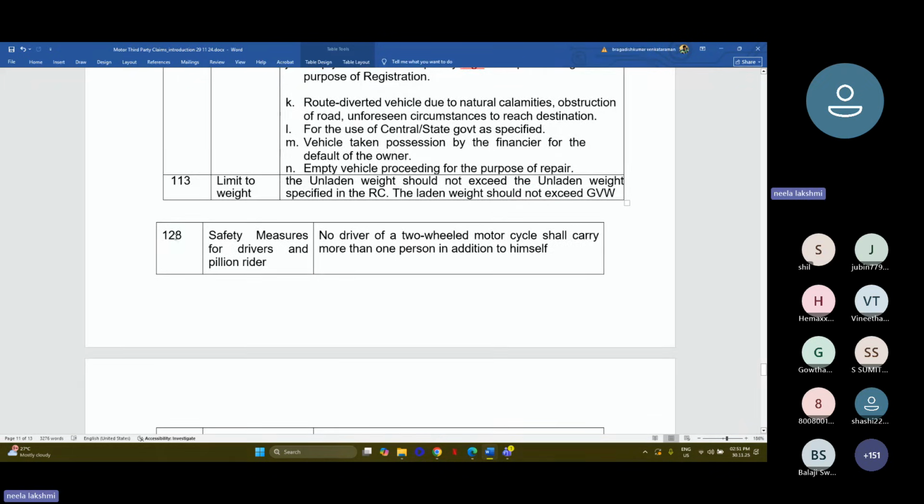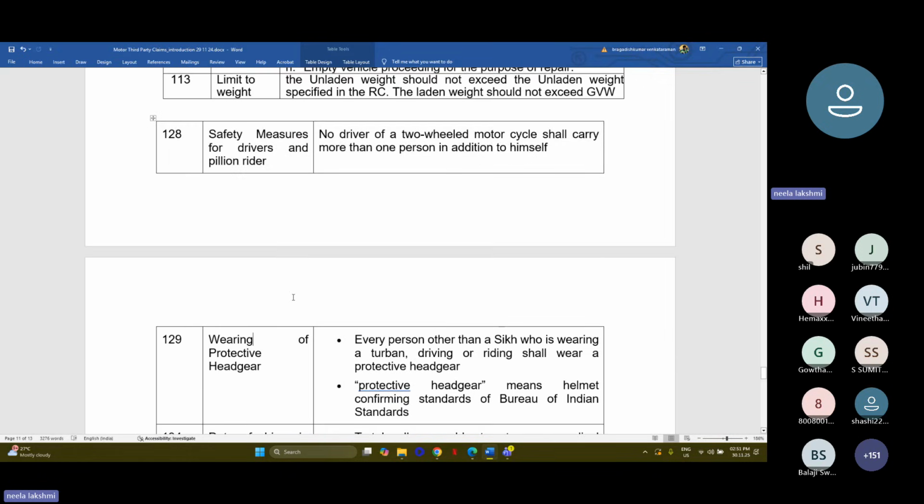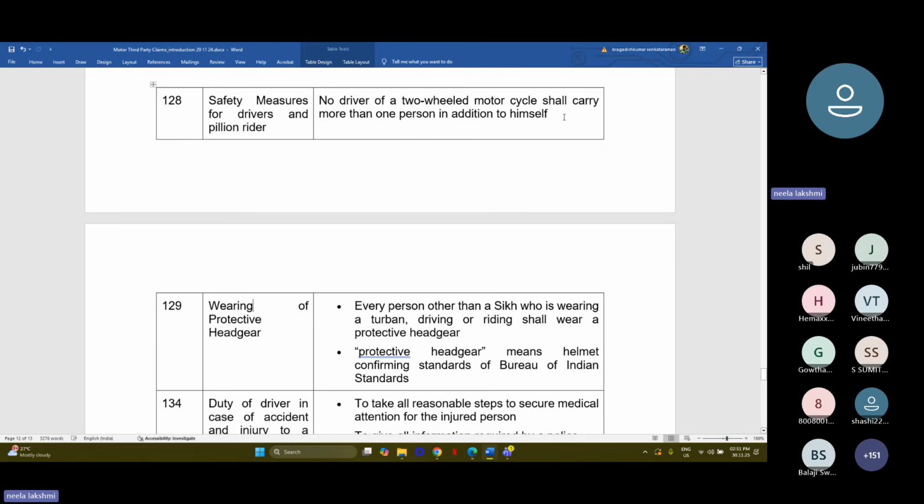Next one, section 128. No driver of a two-wheeler shall carry more than one person in addition to himself. That means only 2 persons can travel in a two-wheeler, including the driver of the vehicle. A third person, more than 2, is not allowed to travel. If they are traveling, it is wrong under section 128 of the MV Act.